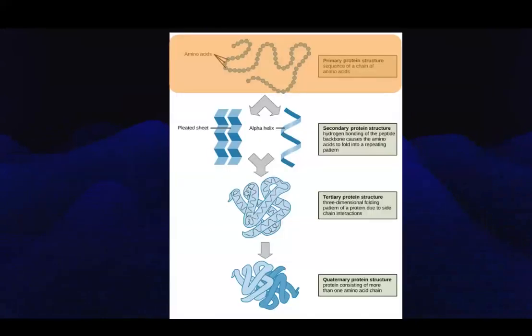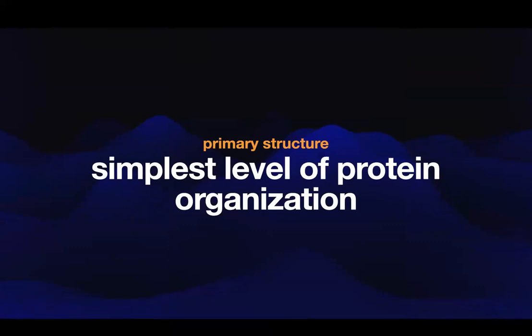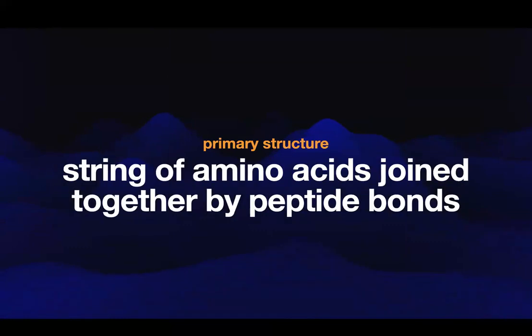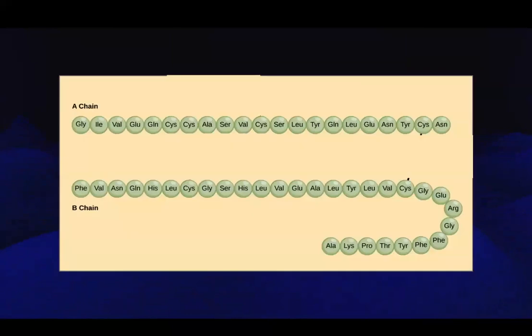So let's start with the primary structure, which is obviously the simplest, and we already went through the bulk already. So the primary structure of a protein is the simplest level of protein organization. It is simply a string of amino acids joined together by those peptide bonds. And again, how do we form peptide bonds? It is a condensation reaction. We're taking a carboxyl group of one amino acid, an amide group of another, and joining them together. This is the primary structure.